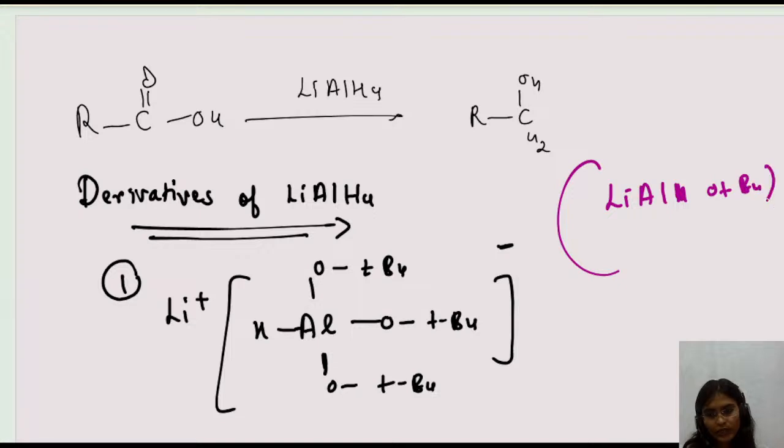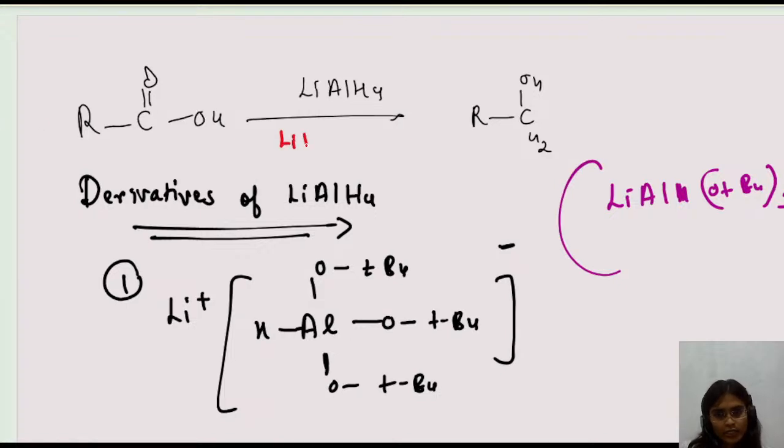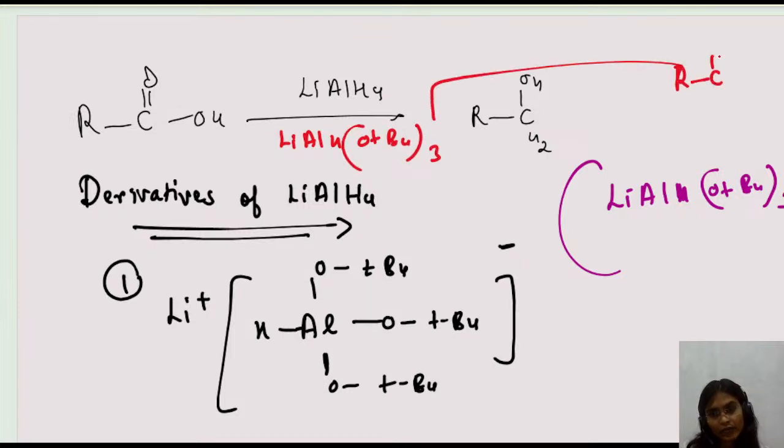What we are basically doing is reducing the power of lithium aluminum hydride. If, in place of lithium aluminum hydride, I'm using this lithium AlH(O-tertiary butyl), then definitely the final answer is what? Aldehyde only. So it's important. Second derivative, this DIBAL-H. This DIBAL-H is the second derivative of lithium aluminum hydride. So what is DIBAL-H? Aluminium, diiso.